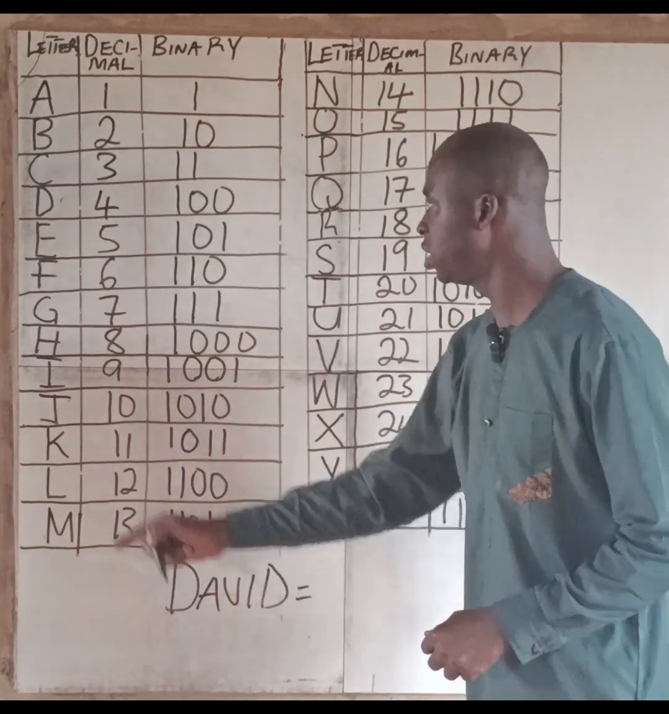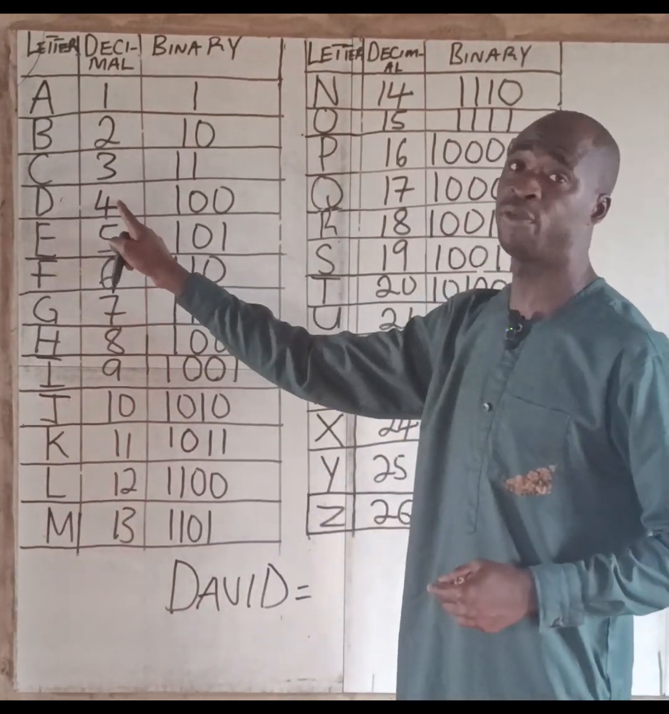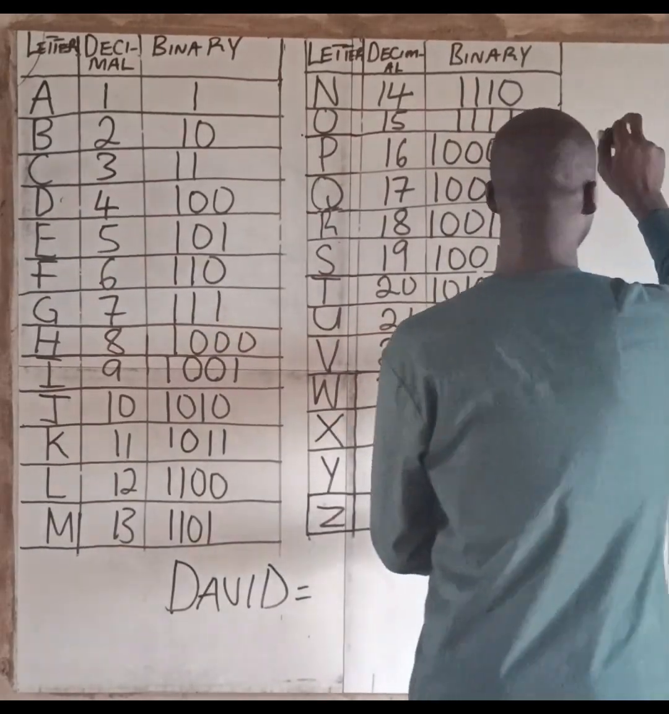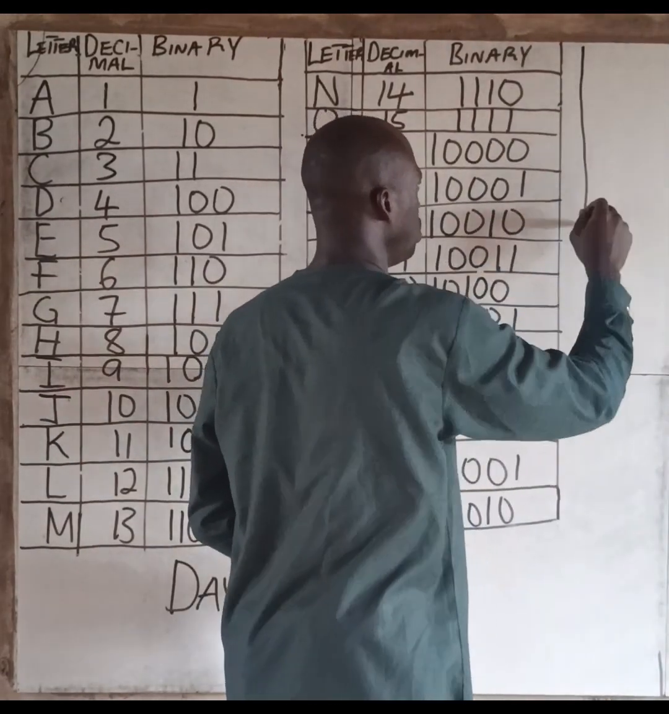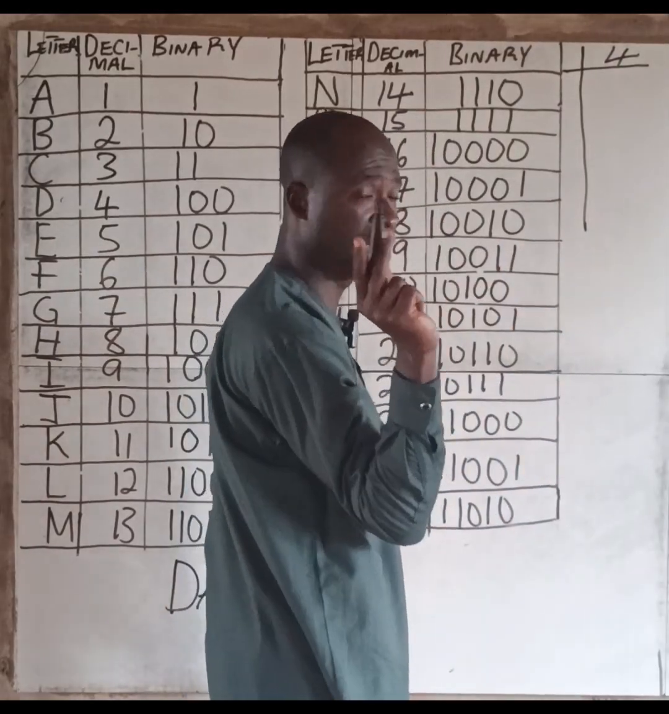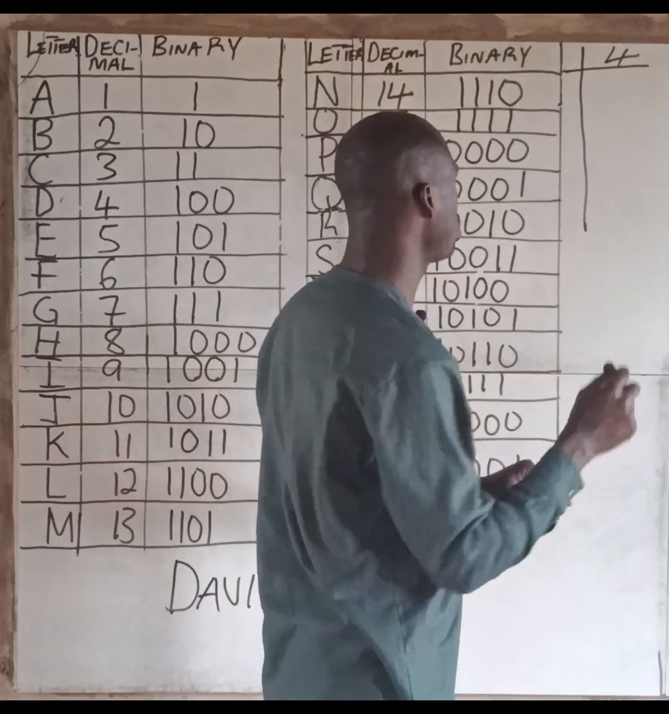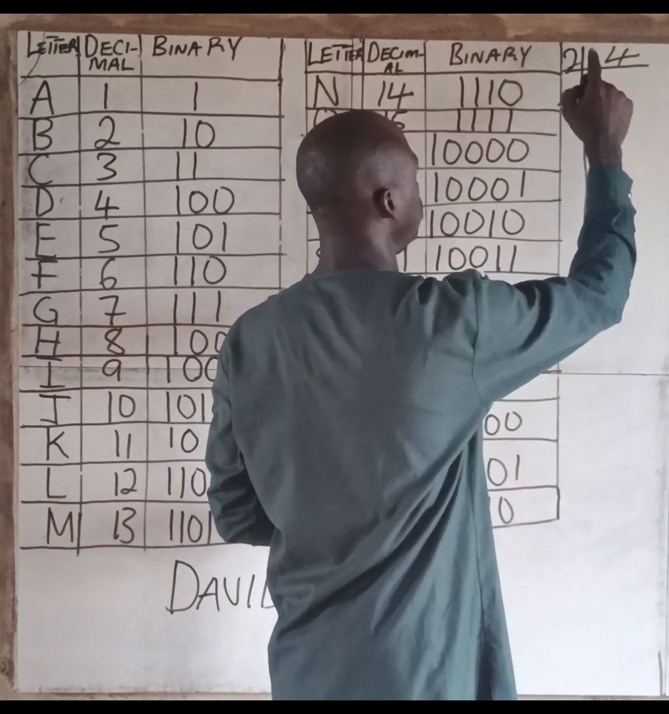So let's go straight for David. The first letter in my name is D, and D represents 4. So we'll go right here, we'll go back to this place. Can you see? I'll write the 4. D represents 4. It's your 4th letter. So you are dividing using 2 because anything binary works in 2. So we'll go in 2 digits.